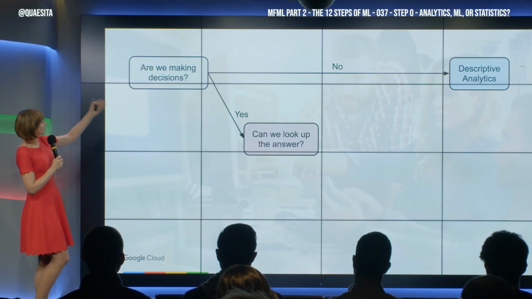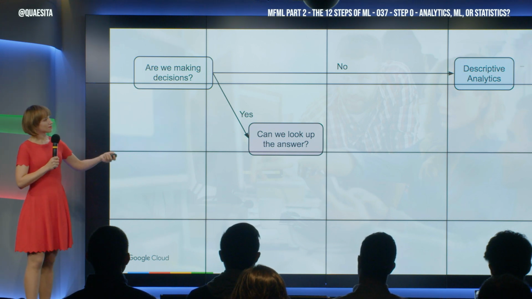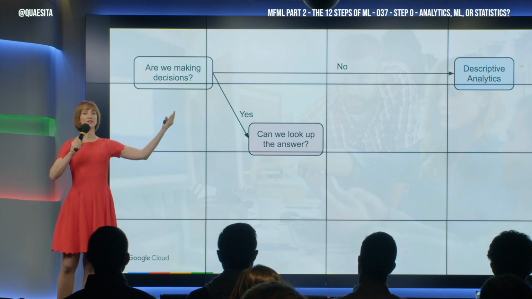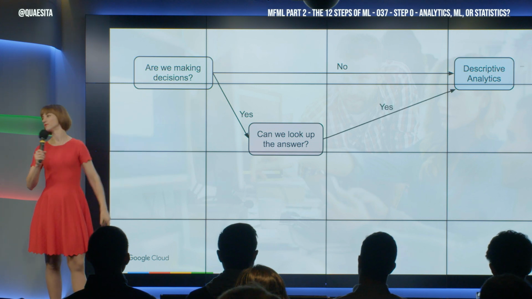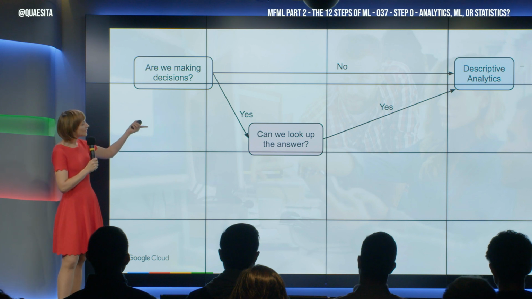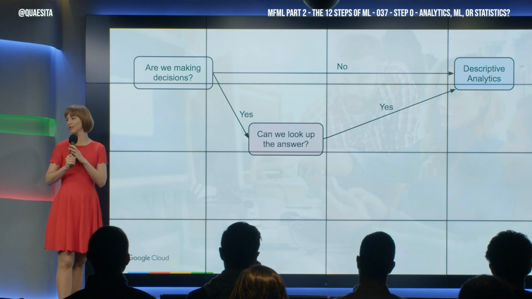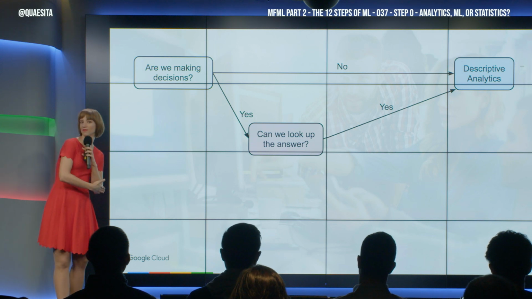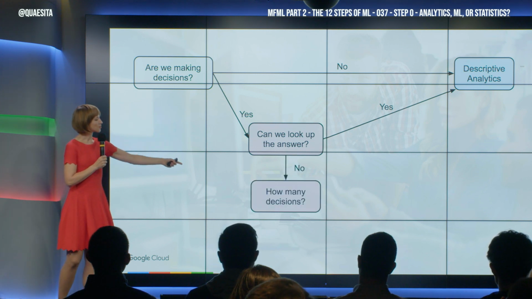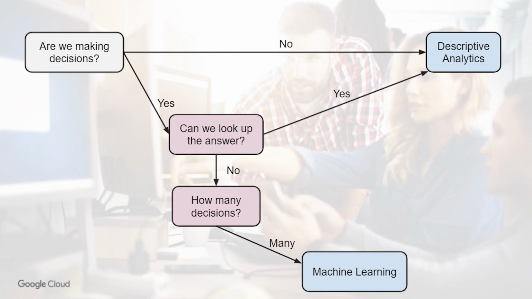Next question. If we are making decisions, can we just look up the answer? So maybe our decision is directly based on last year's revenue figure. Let's look up last year's revenue figure and off we go. Well, back to descriptive analytics, just look up the answer. You're dealing with facts. But if you can't look up the answer because all the data you care about isn't available to you, like you care about tomorrow's data and you only have today's data, well, then you have to deal with one of the others. So then the next question is, how many decisions? And if your answer here is many, machine learning is what you want.